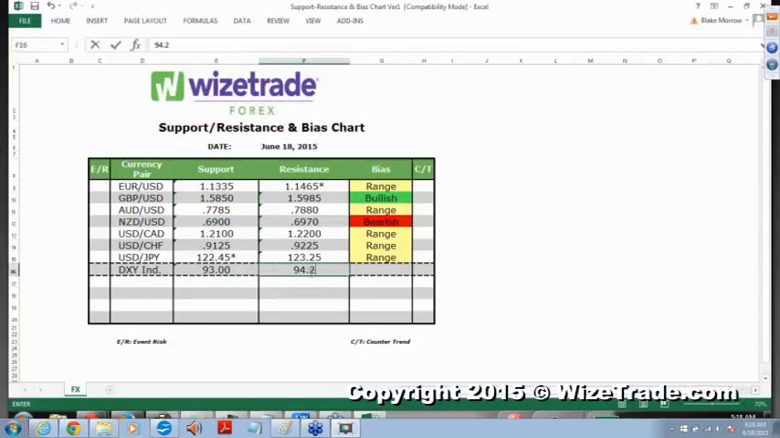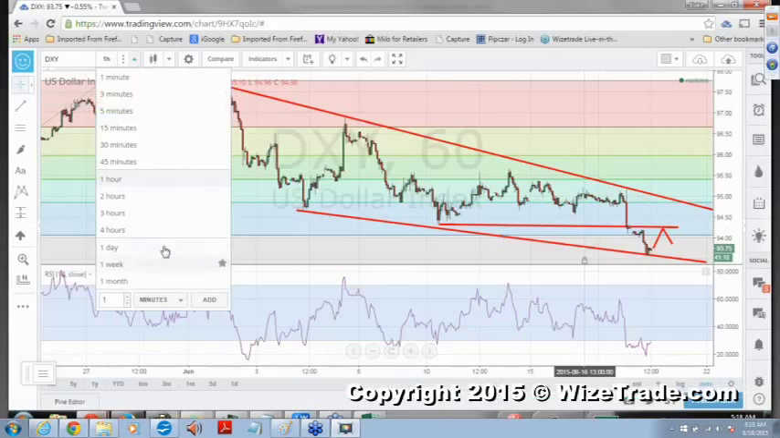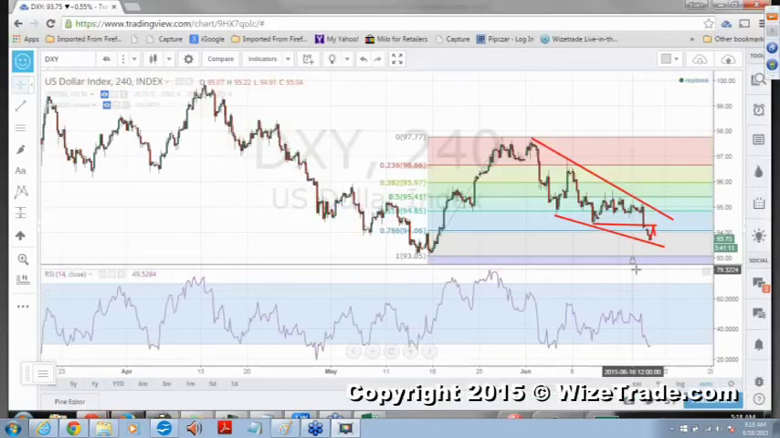And I still think we're in a big range. If you look at the dollar index, I know it's an hourly chart, you go out to the 4-hour chart, we look range bound. We're at the lower end of our range, but we still look range bound.